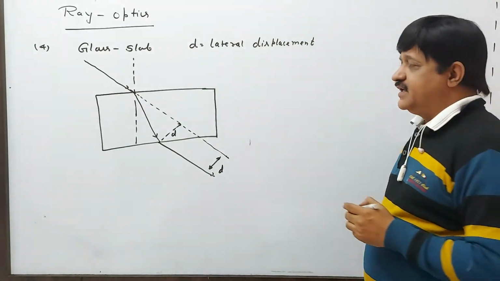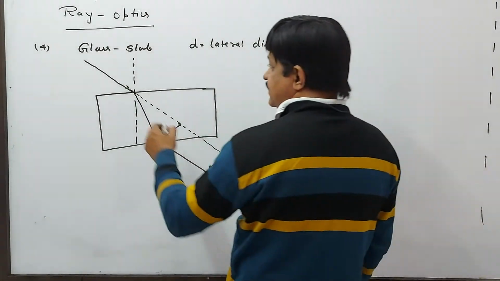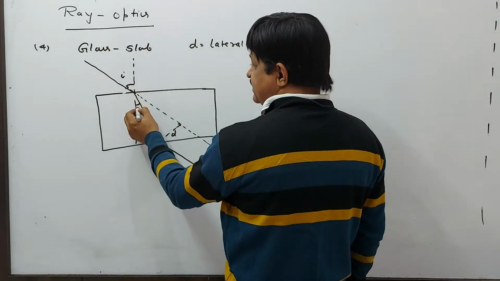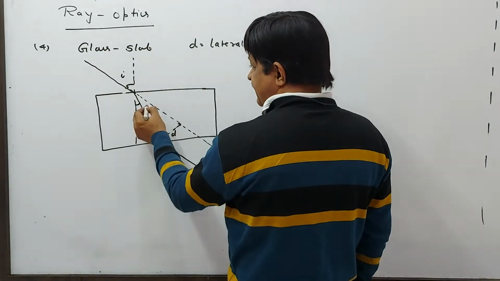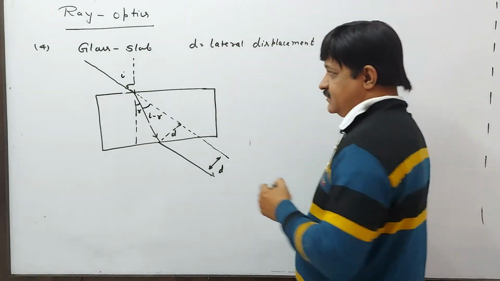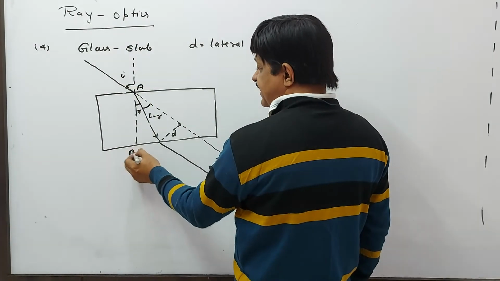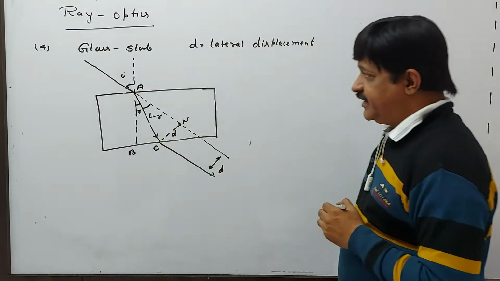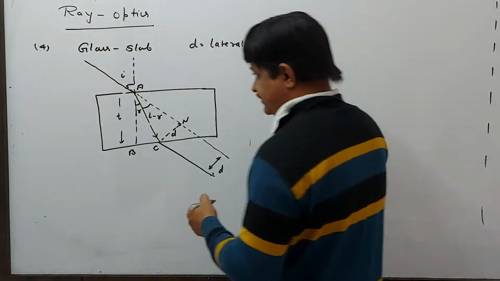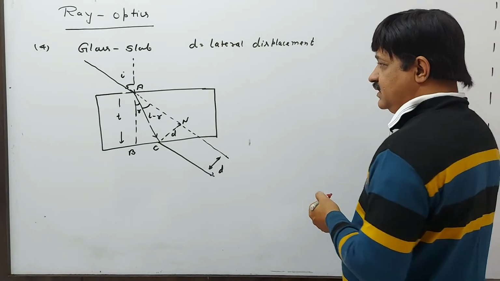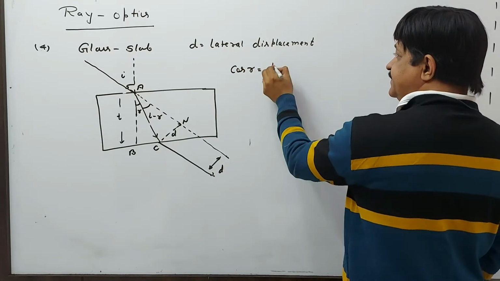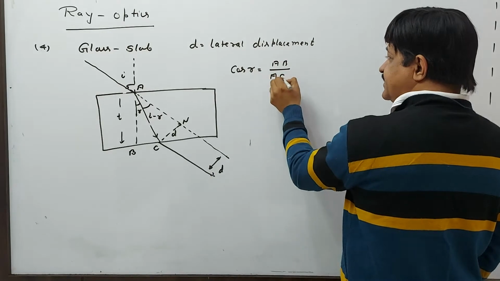To find the expression for the lateral displacement, starting from this angle, this is angle I, this must be R. So the remaining angle should equal I minus R. A, B, C and N, we have given these 4 points here. By the way, its thickness is given as T. First find cos R. Cos R is base upon hypotenuse.